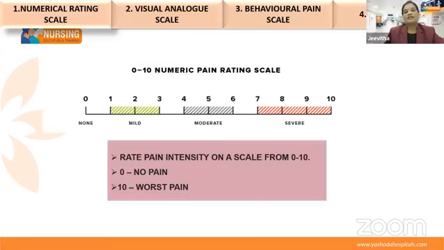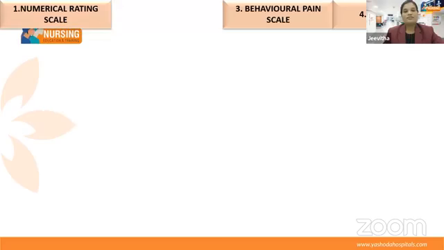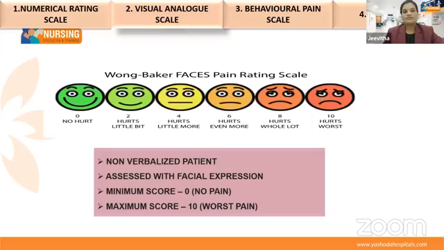So the numerical rating scale, the name itself tells you, numerics are the numbers. So in the numerical rating scale, you have to give this, and you need to ask the patient to rate, from 1 to 10, how much would you score your pain. 0 means no pain, 10 means worst pain. By seeing this scale, we can identify whether the patient has pain or not. Then the visual analog scale.